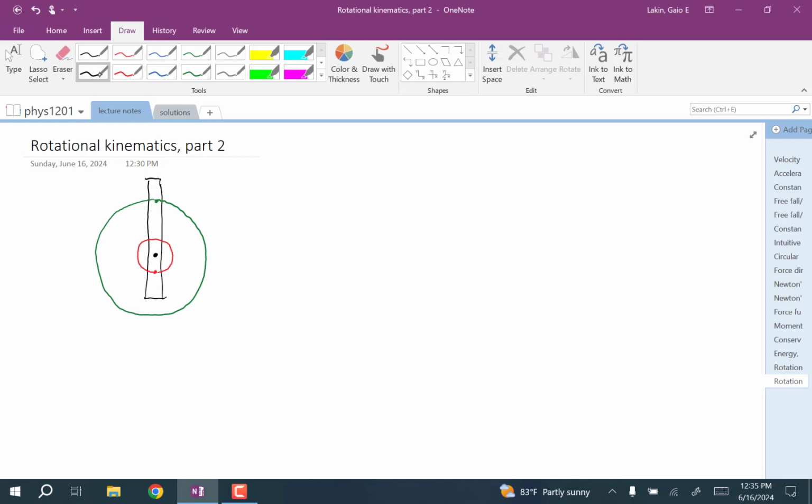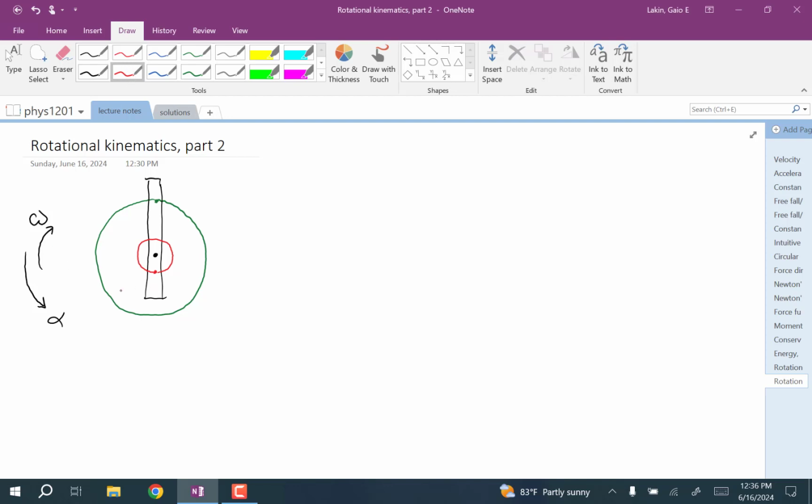Okay, so for example, if this body is rotating, let's say that it's rotating this way, so that's the angular velocity of the body, and let's say it's slowing down, so its angular acceleration would be this way. Okay, what can we say about the velocity and acceleration of that red point and that green point?